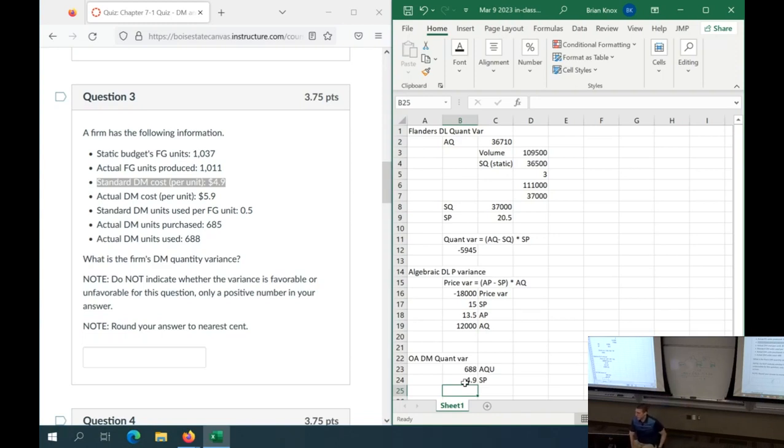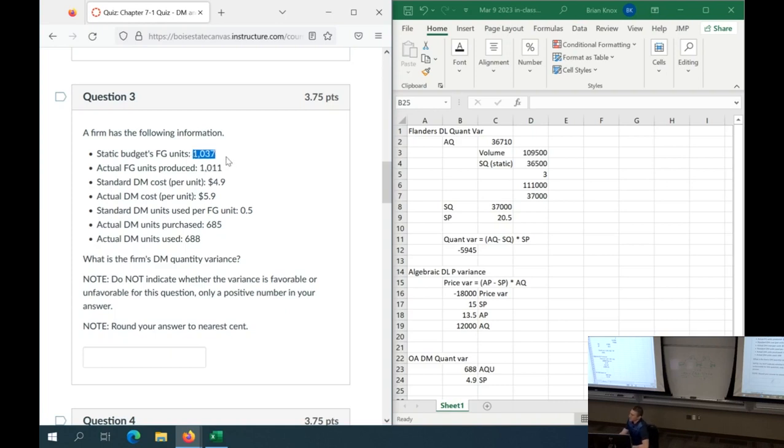So here is where you're tempted to pick the wrong one, because we also have two different volumes that we could multiply this 0.5 by. So we want to know the standard quantity of direct materials units. Should we multiply that 0.5 standard per unit by 1,037 or by 1,011? What should we do? You want to do 1,037? All right. Well, unfortunately, that's incorrect. We need the other one. There you go.